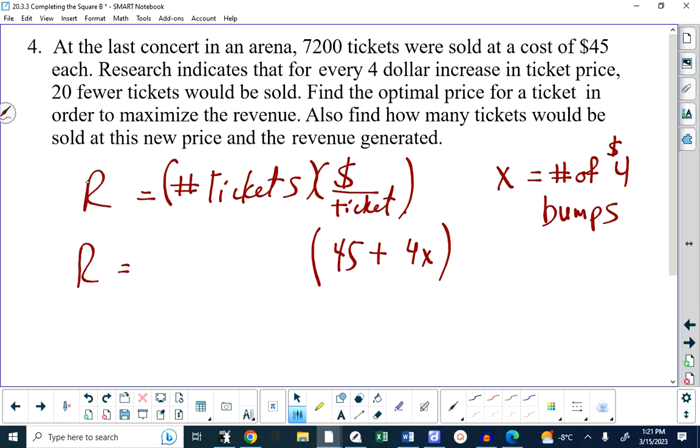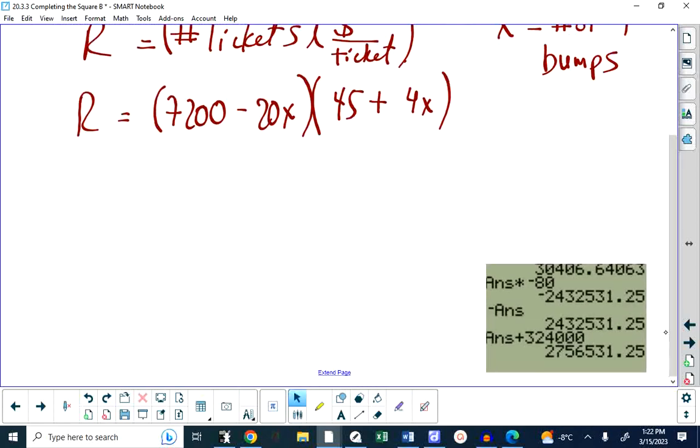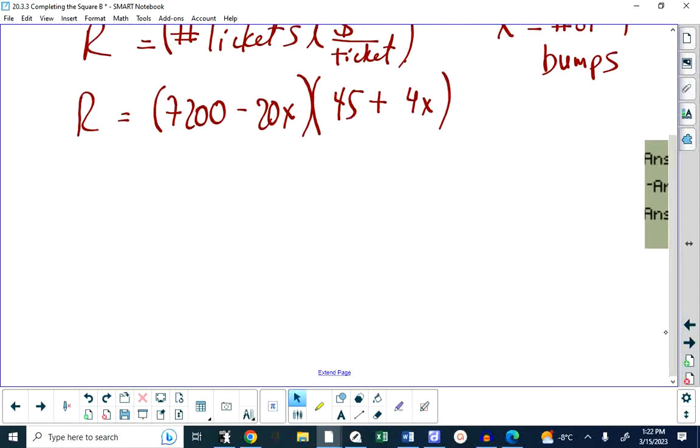And the number of tickets sold is 7,200, but it's going to drop. And how much is it going to drop by? How many people are we going to lose? Do you know? 20x, good. Because for each x, we lose 20 people. So we're going to do this algebraically. We need to multiply that out first of all.